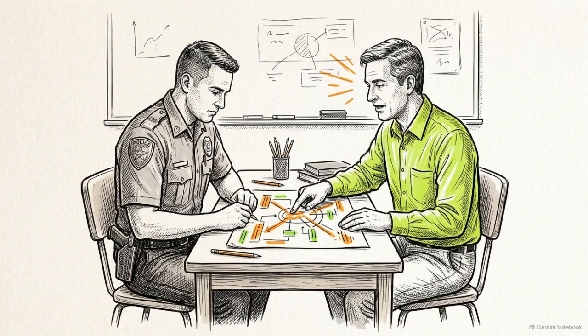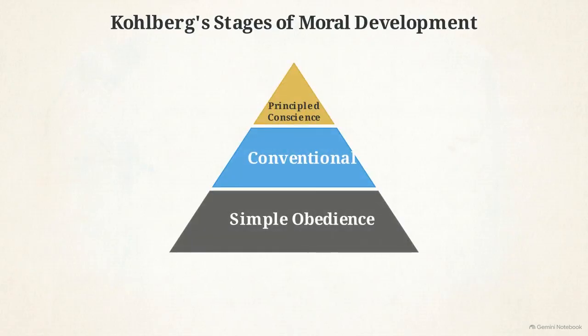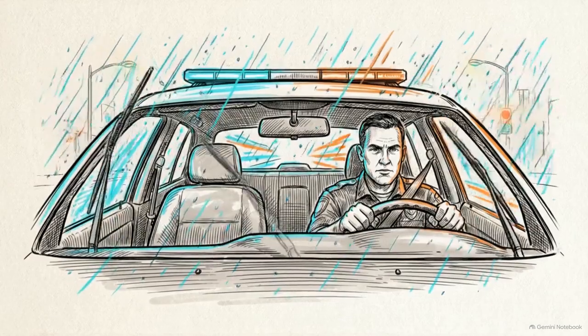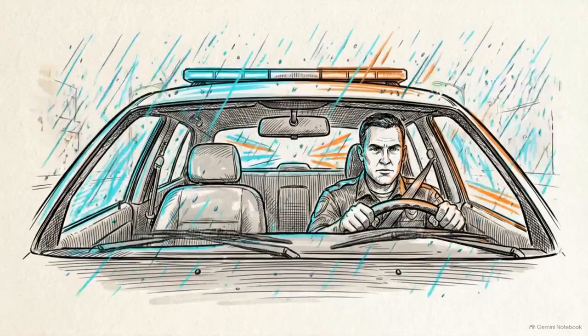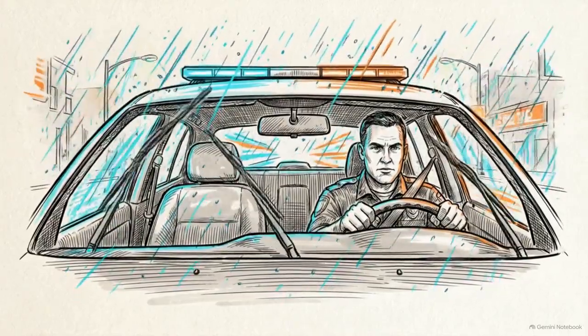This graphic illustrates Kohlberg's stages of moral development, which we covered in Module 2. Practicing active decision-making moves an officer up from the bottom tier of simple obedience into higher-level principled conscience. An ethical framework is only valuable if you have stress-tested and internalized those principles long before a real crisis hits.